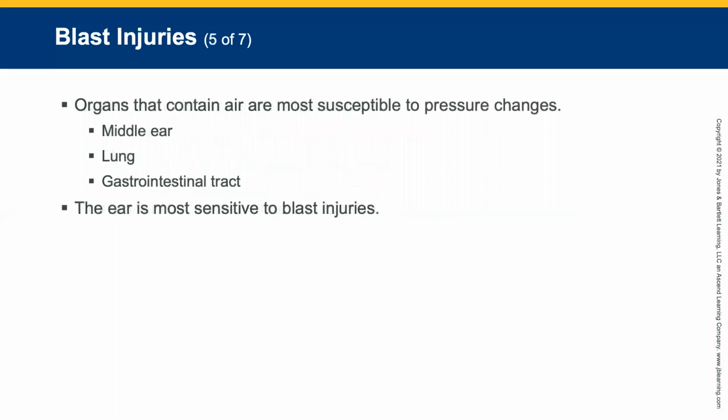Tissues that are at risk: organs that contain air, such as the middle ear, lungs, and gastrointestinal tract, are the most susceptible to pressure changes. The ears are the most sensitive to blast. Most of the time after a blast injury, many patients complain of being unable to hear. They have deafening effects that affect them for quite a while. They may get their hearing back over time, or they may not, because their eardrums can't take the pressure and were just blown out.